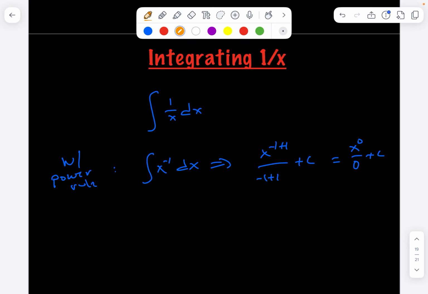And this is undefined. So we cannot use power rule for 1 over x. So what can we use?